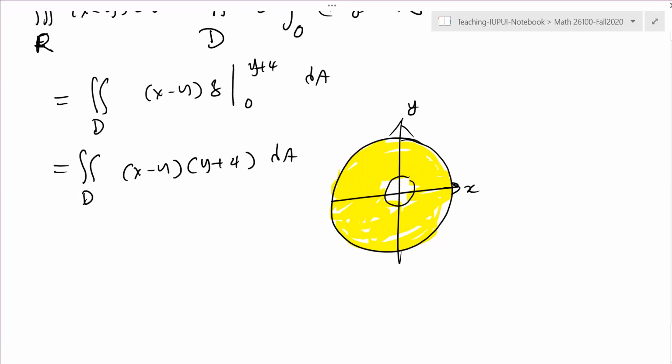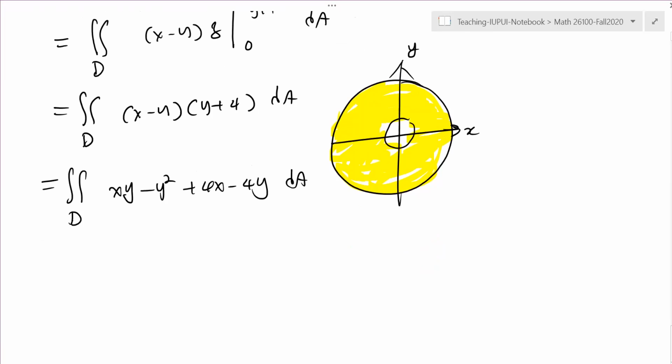All right, so you multiply this out, it'll be xy minus y squared plus 4x minus 4y, and dA. So definitely you have to use polar coordinates, okay? Polar coordinates: x equals r cosine theta, y equals r sine theta.